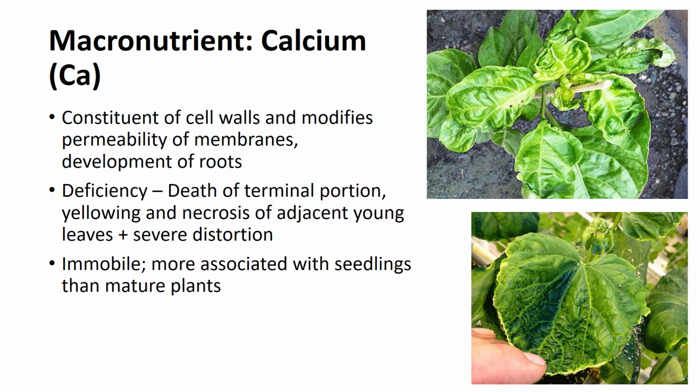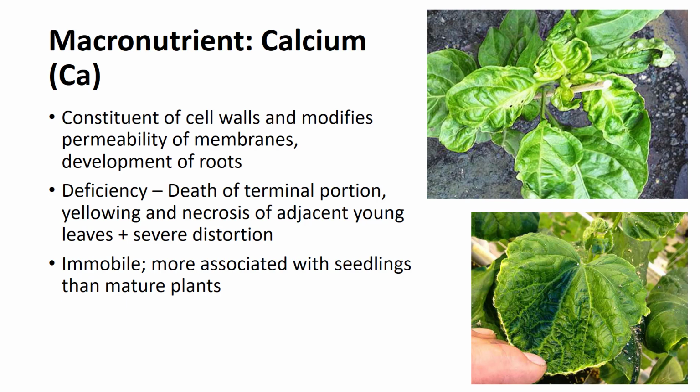Calcium, Ca, is one of the primary elements in the development of woody plants. It is a constituent of the cell walls, and it modifies the permeability of membranes and is important for development of roots. Because calcium is relatively immobile within the plant, deficiency symptoms are exhibited first in the apical portions.